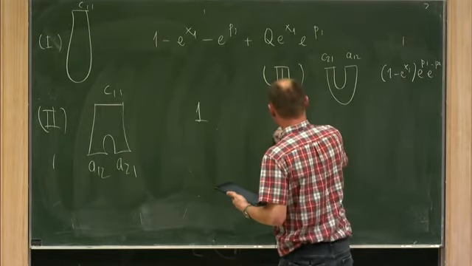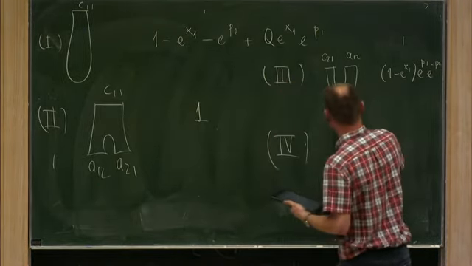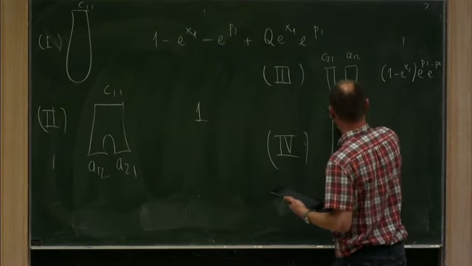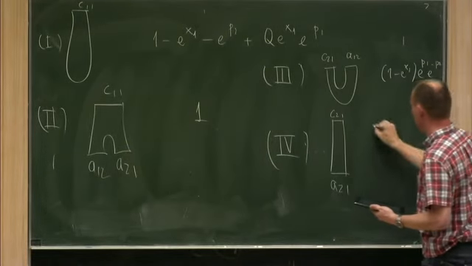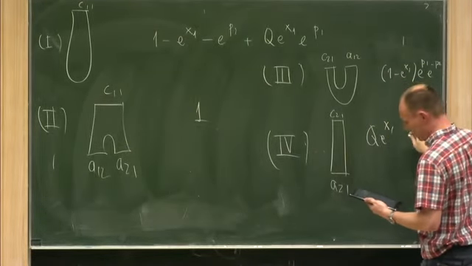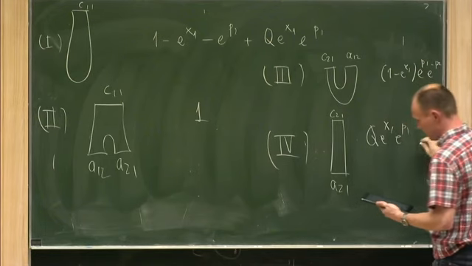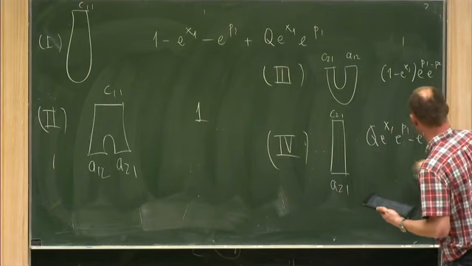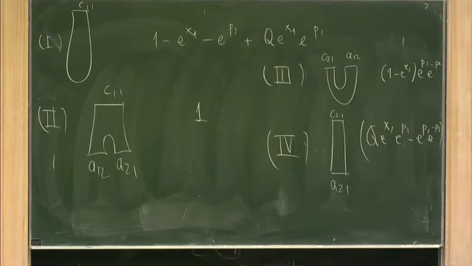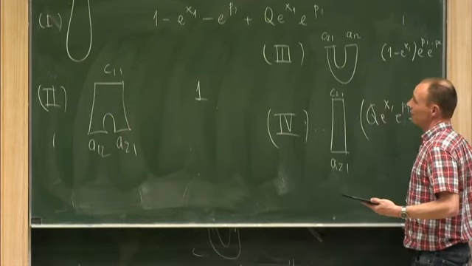And finally, this primitive to 1. And here you have q e to the x1, e to the p1, minus e to the p1, e to the minus p2. So that somehow is the counts that you do.